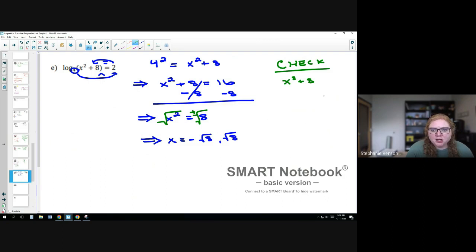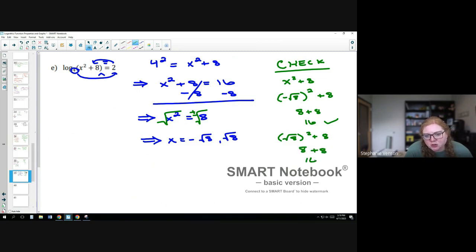Well, if I plug in negative square root of 8, negative square root of 8 squared plus 8. Well, negative square root of 8 times negative square root of 8, negative times a negative is a positive, and then the square root cancels. So basically I just get 8 plus 8, which is 16, and that's positive. So I'm allowed to keep the negative square root of 8. Now let me try positive square root of 8. Positive square root of 8 squared plus 8. The square root and the square cancel. I get 8 plus 8, and I also get 16.